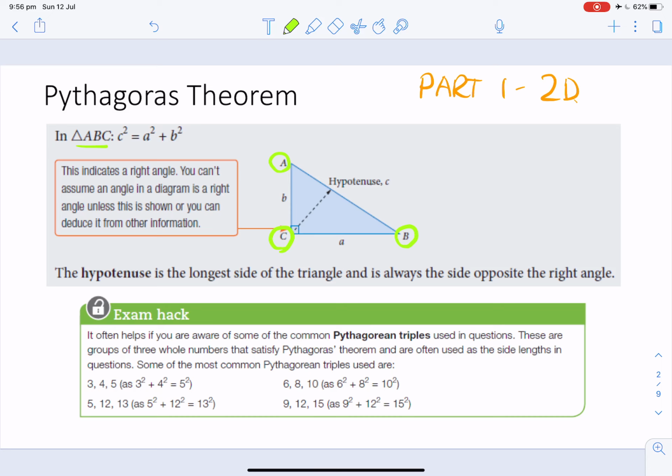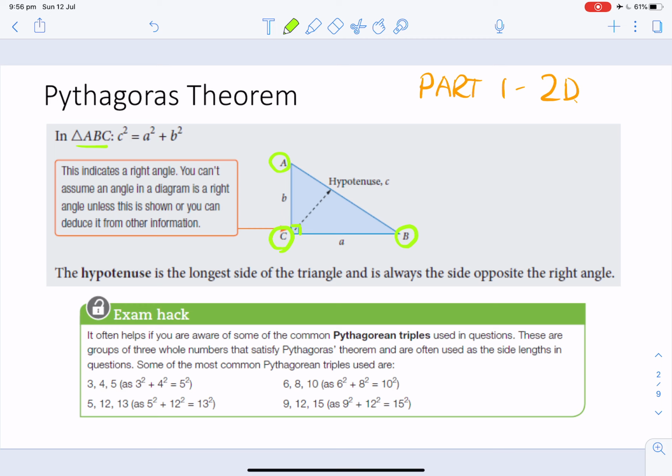Let's break it up. So this little sign down in the corner here, this little square, indicates a right angle. You can't just assume an angle in a diagram is a right angle unless it is shown or you deduce it from other information. So unless they've told you it's a right angle or drawn this little picture in the corner, you can't assume it's a right angle.